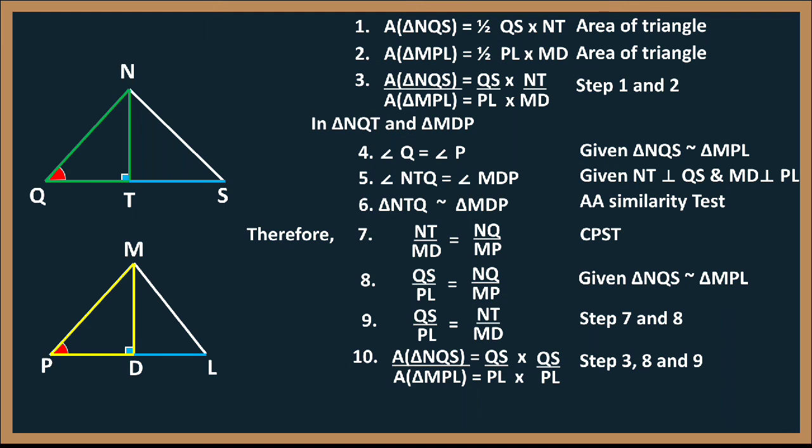So from here, we can write similarly that if for one of the sides we are able to prove that it's the square of their ratios, then we can write for other sides as well. So that's the reason I've written QS square upon PL square is equal to NQ square upon MP square is equal to NS square upon ML square. Similarly, you can write step number 10 over here, and that's it for this proof for areas of similar triangles.